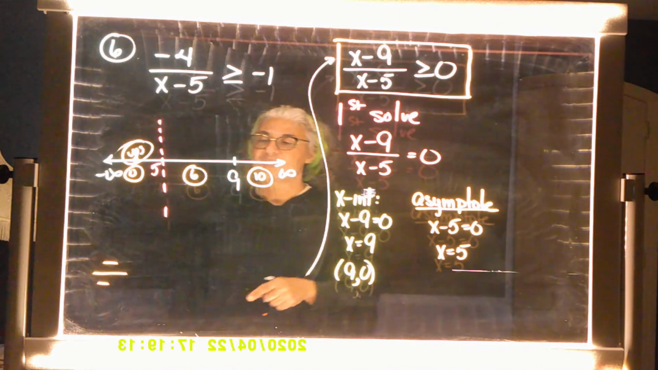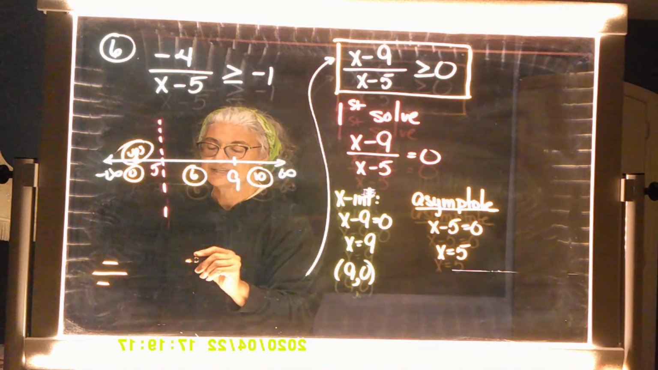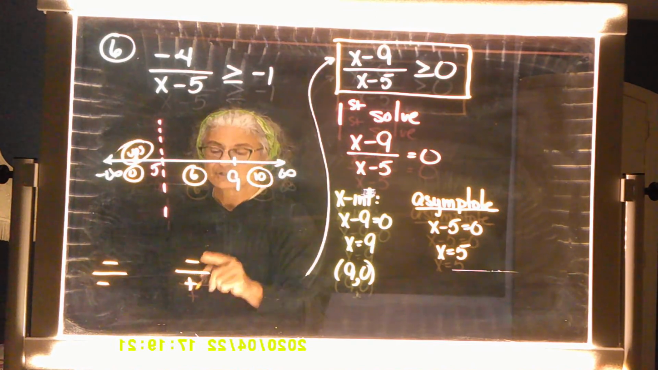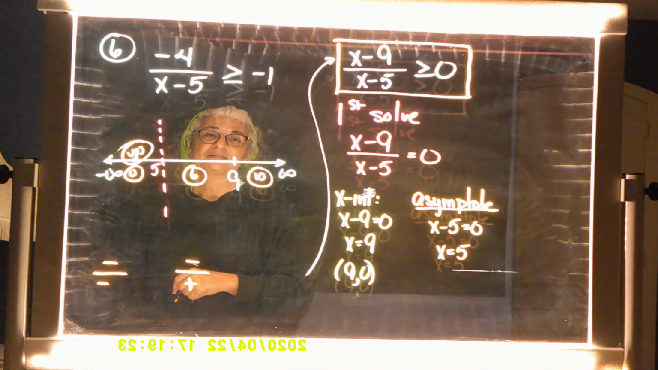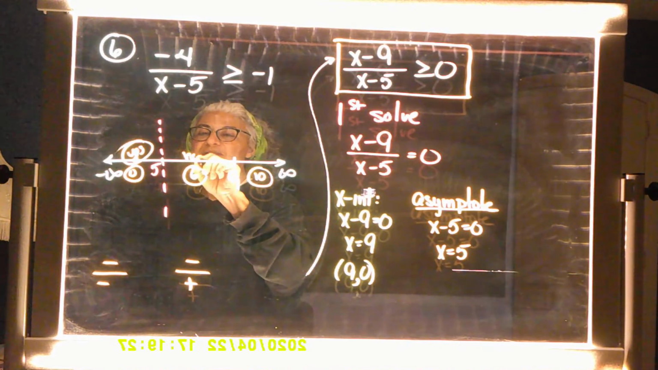Cool? Now plug in the 6. 6 minus 9 is negative. 6 minus 5 is positive. What's a negative divided by a positive? Yeah, that's negative. That's not greater than 0. This one's not working for me.